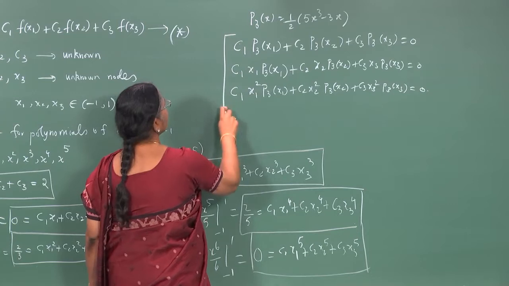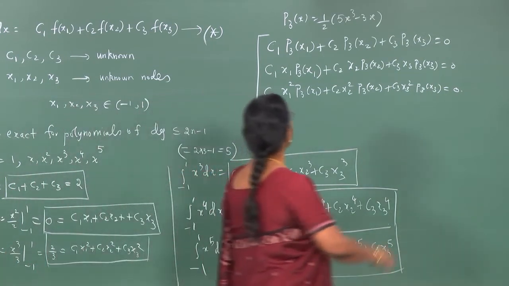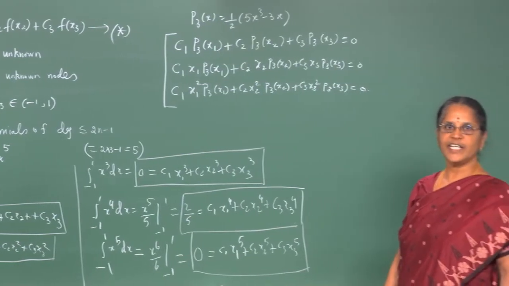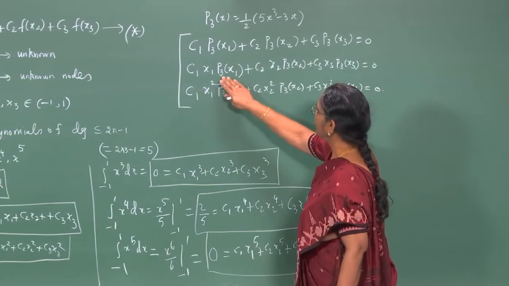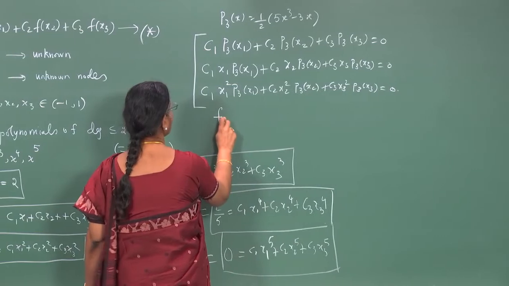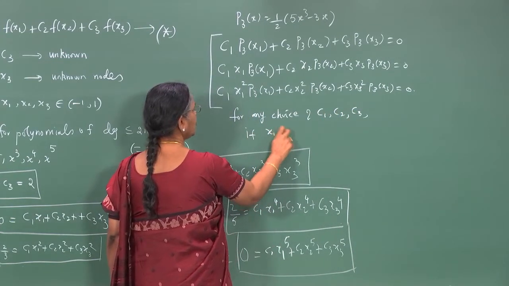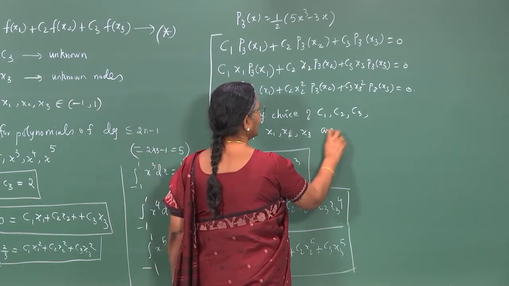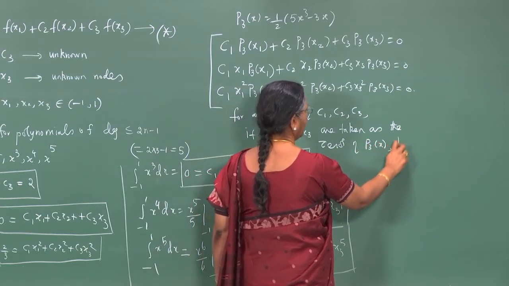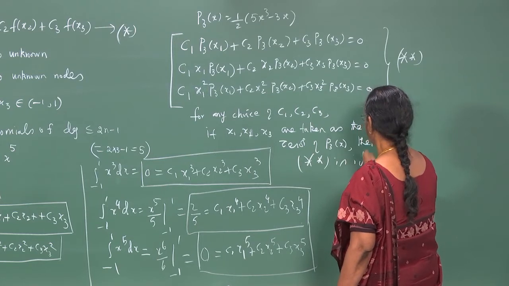So, now these equations will have to be satisfied, and we observe that for any choice of C1, C2, C3, if you take x1, x2, x3 to be the zeros of the polynomial P3 of x, which is a Legendre polynomial of degree 3, then this equation is identically satisfied. This is again identically satisfied, and the third equation will also be identically satisfied. So, we see that for any choice of C1, C2, C3, if x1, x2, x3 are taken as the zeros of P3 of x, then this equation, which I call double star, is identically satisfied.